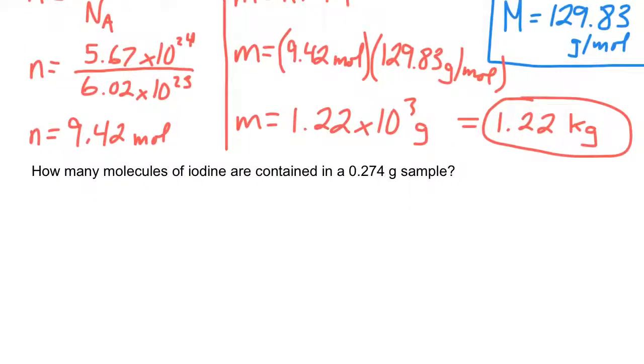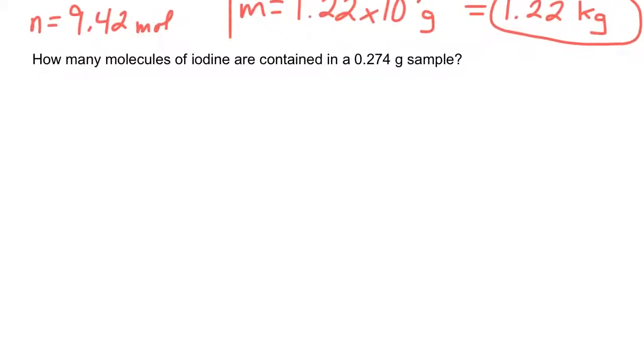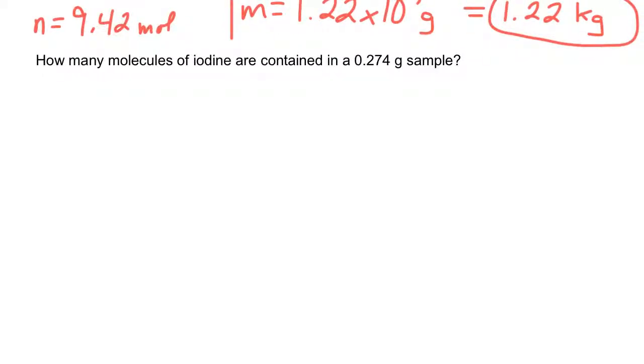For our very last example, same idea except we're going the other way. This time it's asking how many molecules of iodine are contained in 0.274 grams. So this time we have the mass and we need to determine the number of molecules. You should probably try to pause the video right now and then check your work after.